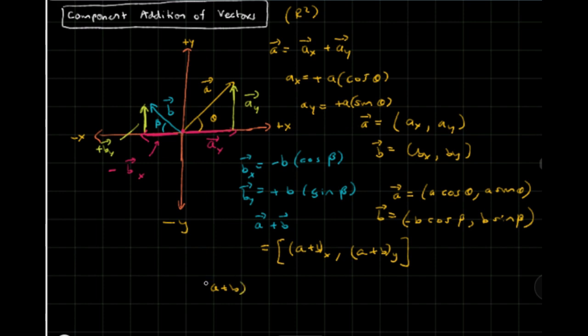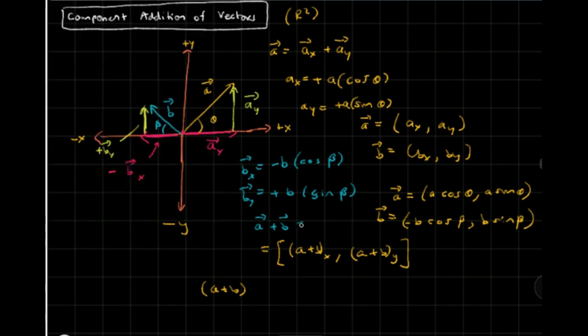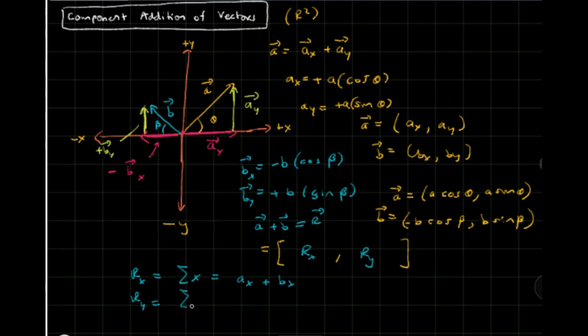right? And I think what would be easier is if we actually wrote this as R, then you don't have to think about it as two things. We'll call this guy R. Okay, so collectively this is basically Rx, right? And then this is Ry. This is just another way of looking at it, right? And Rx is basically the sum of all the x components, which is Ax plus Bx. And Ry is the sum of all the y components, which is Ay plus By.